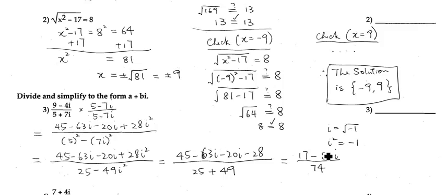Okay. Now, the question is asking us to make it become the a plus bi form. So we need to do a little bit more. Separate them, make it become 17 over 74 minus 83 over 74i. So we can quickly identify which one is the a and which one is the b.